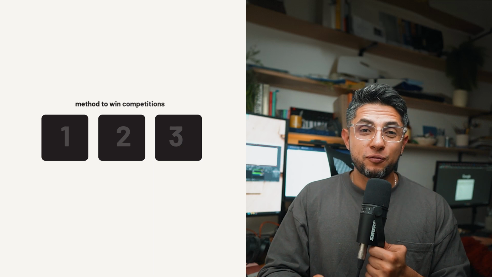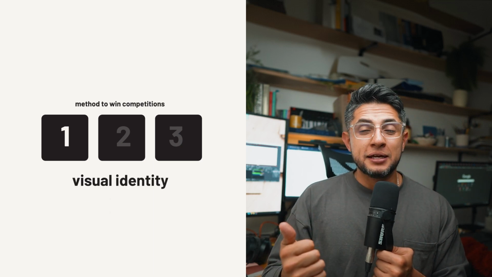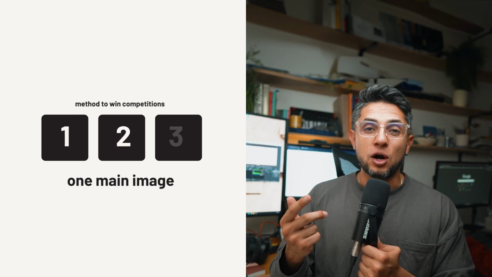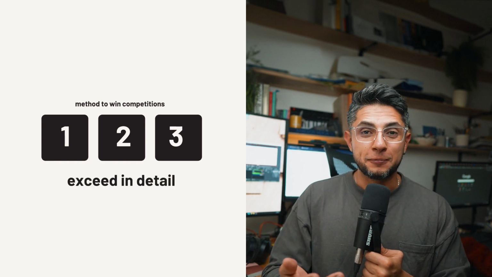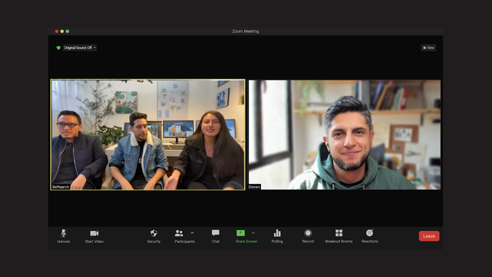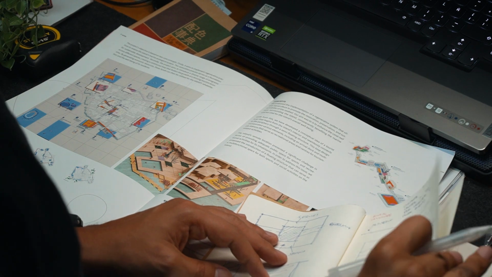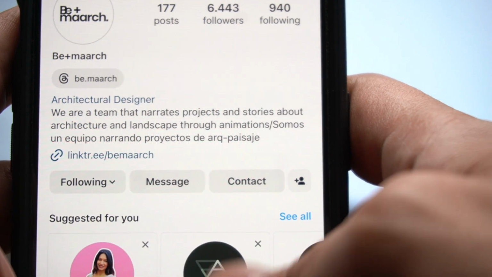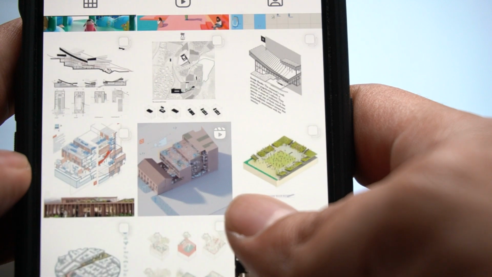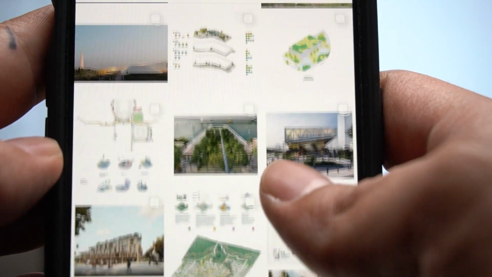The three-step method for BMARC is to create a visual identity, to create one key visual, and to always exceed themselves in detail. Now, I can't believe I got the chance to talk to the creators of this project and they walked me through how they created this. I also got the opportunity to check out some of their other projects, and let me tell you that they're so good, you should definitely go and check them out.